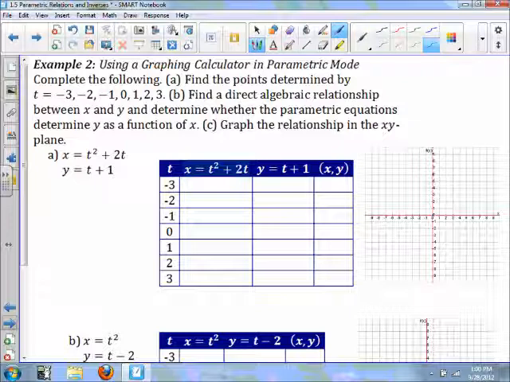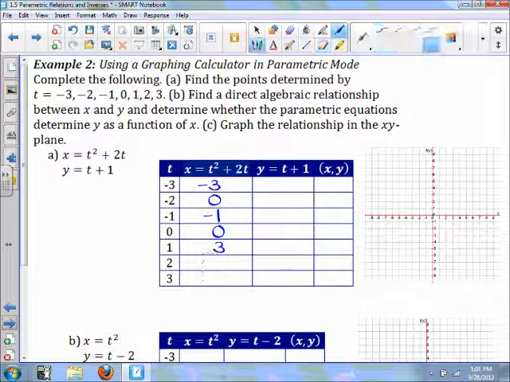So when t is negative 3, we'll have 9 minus 6, which is negative 3. When t is negative 2, we'll end up with 0. When t is negative 1, we'll have negative 1. When t is 0, we'll have 0. When t is 1, we'll end up with 3. When t is 2, we'll end up with... actually, correction, x won't be 4 when t is 2, x will be 8. And when t is 3, we'll have 15.